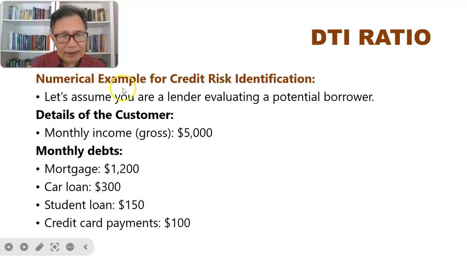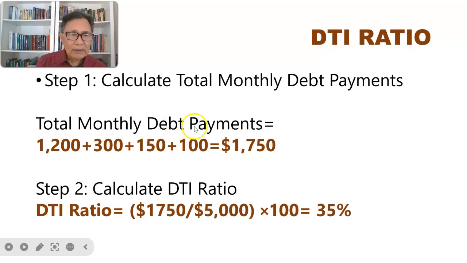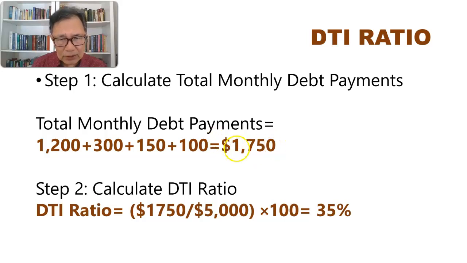So if we take an example for the DTI ratio, let's say the customer's monthly income is $5,000 or ringgit, and the monthly debt consists of mortgage, car loan, student loan, and credit card payment. The mortgage is 1,200 ringgit, the car loan $300, the student loan $150, and the credit card payment 100. So what we will do here is calculate the total monthly debt payment, which is 1,200 from mortgage, plus 300 plus 150 plus 100, and that will be equal to $1,750. So that is the total monthly debt obligation of the customer.